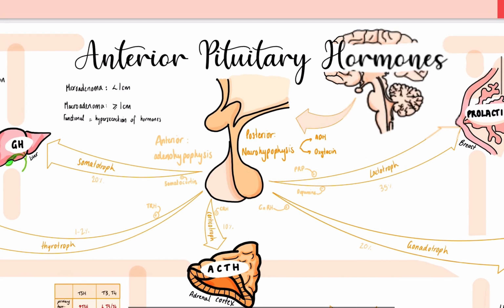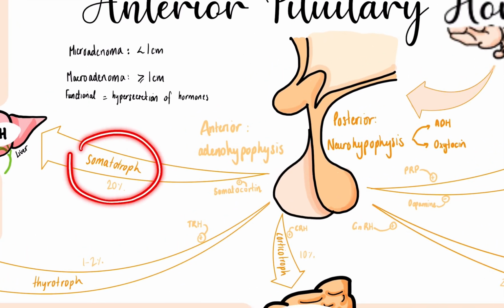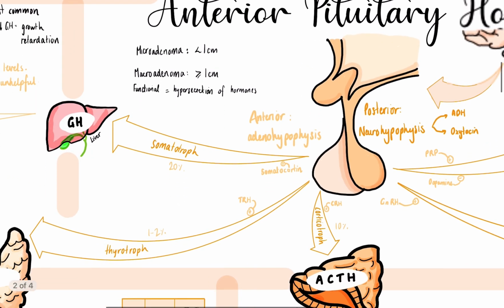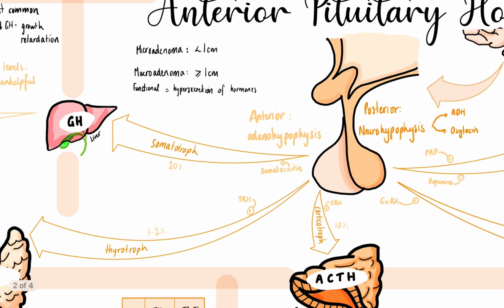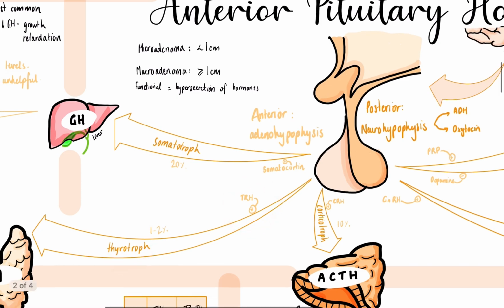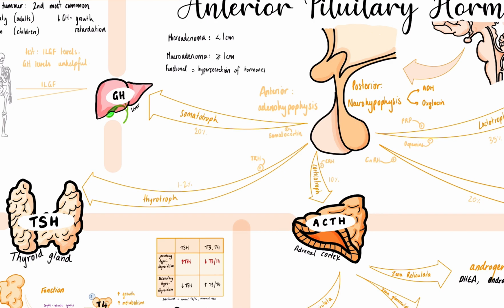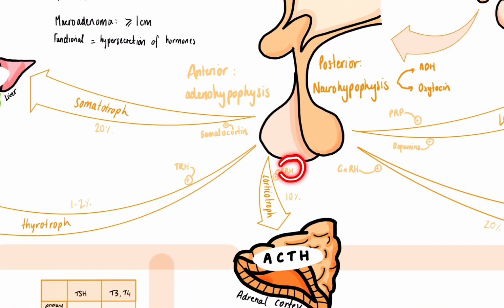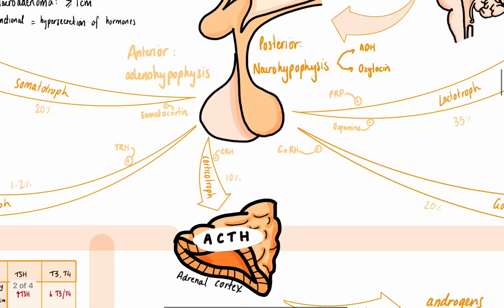So basically, there are 5 different types of cells in the anterior pituitary. You have somatotrophs, which are stimulated by somatocrinin, and they produce growth hormone. You get thyrotrophs, which are stimulated by thyrotropin releasing hormone, and this produces thyroid stimulating hormone. You get corticotropin releasing hormone, which stimulates corticotrophs to produce adrenocorticotropic hormone.